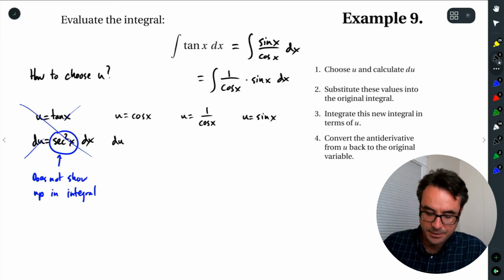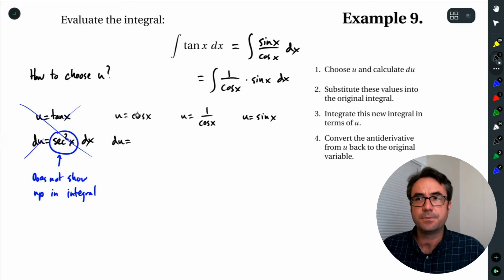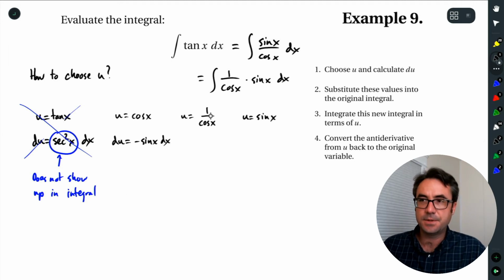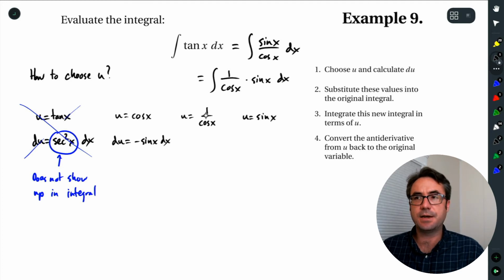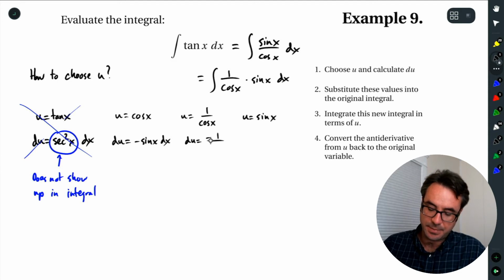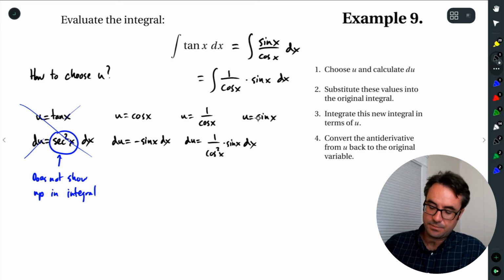So if I were going to calculate the differential here, what's the derivative of cosine x? Well, that's negative sine x dx. What's the differential here? If I was going to differentiate 1 over cosine x, well, that's negative 1 over, well, it actually ends up being positive once we do chain rule. So you'd have to use chain rule here. 1 over cosine squared x times sine x dx. And I'm getting short on space, so we'll throw the u equal to sine x down here.